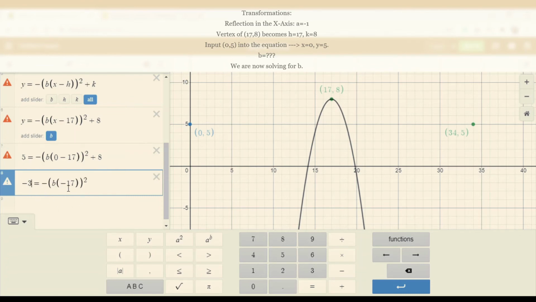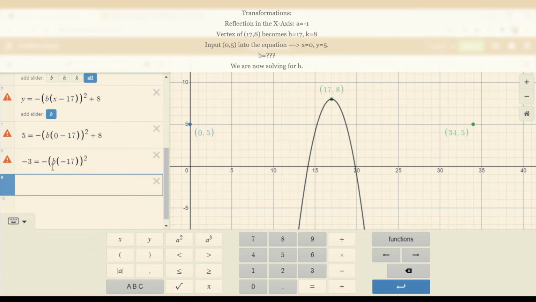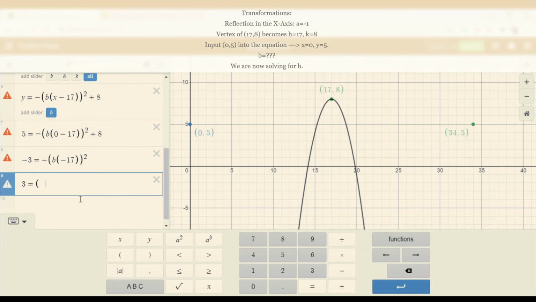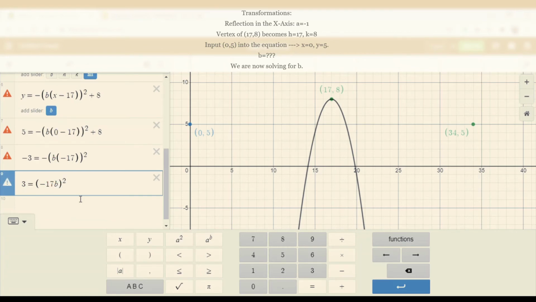So now we have negative 3 equals bracket b times bracket negative 17 bracket squared. Now it's still somewhat complicated, but we can simplify this even further. The first thing you may notice is that you have 2 negatives here. We're just going to get rid of them. They're going to get cancelled out. So you just have 3 equals the bracket, b times negative 17 just equals negative 17b, and we square the whole thing. It's a lot simpler now actually, which is great. It's what we want. Now we can expand this equation over here.